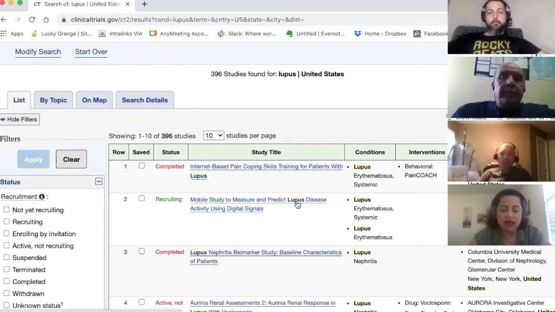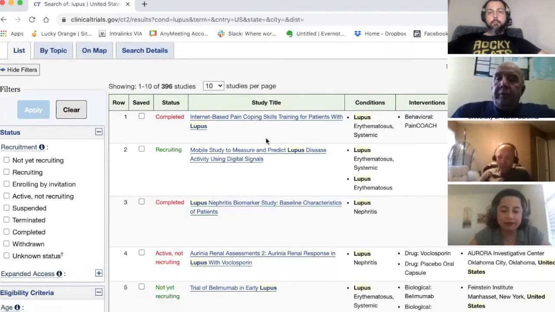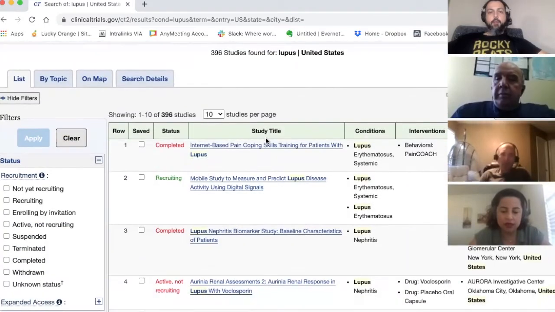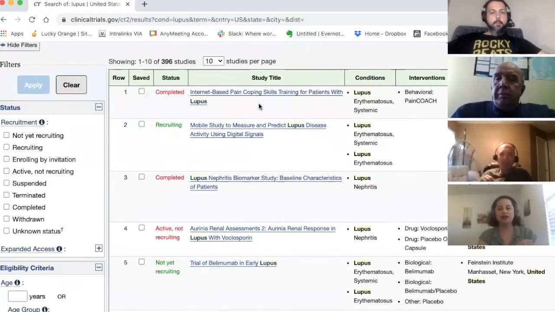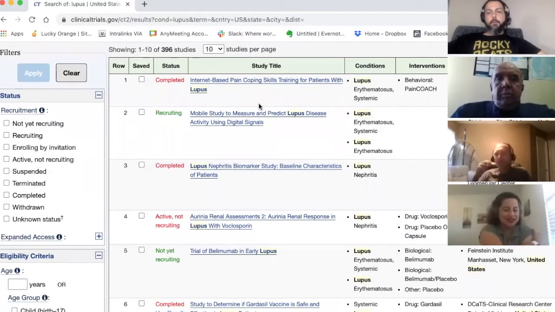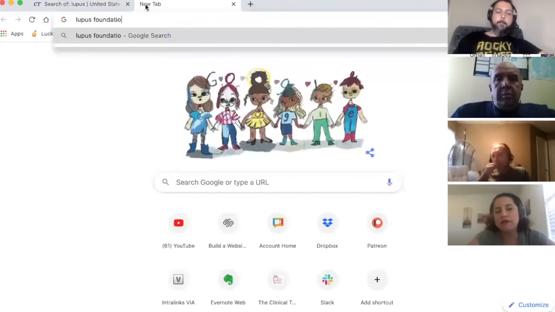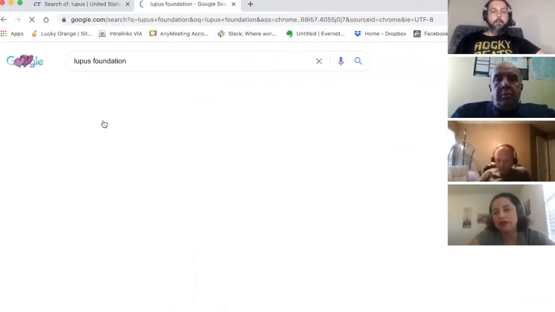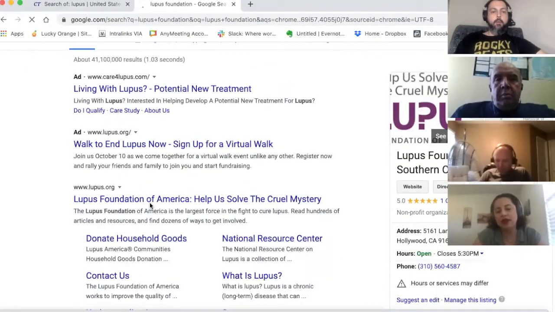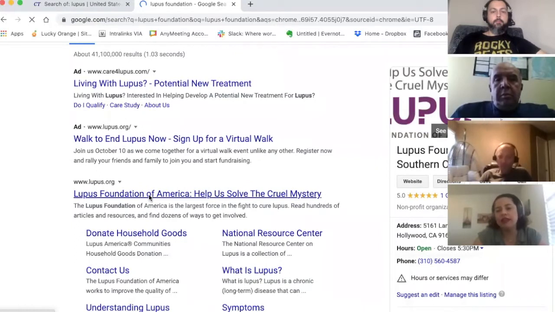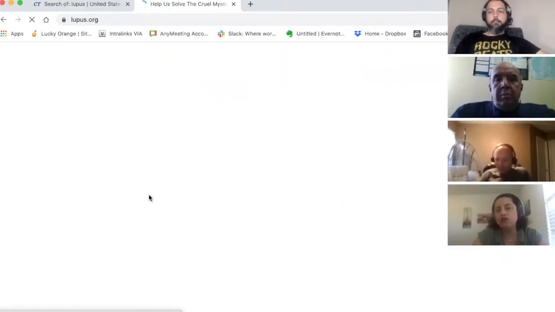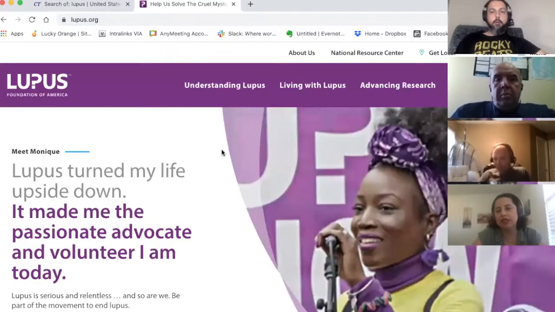So I'm looking right now at lupus. Can you guys see my screen? The Lupus Foundation of America, to look at the demographics. That's probably the first thing to do to recruit patients. I look for the lupus demographics to know the age, the gender, and the community that gets more affected.